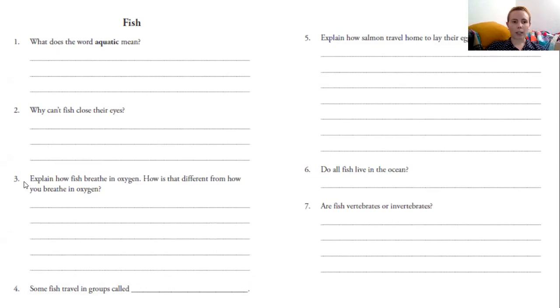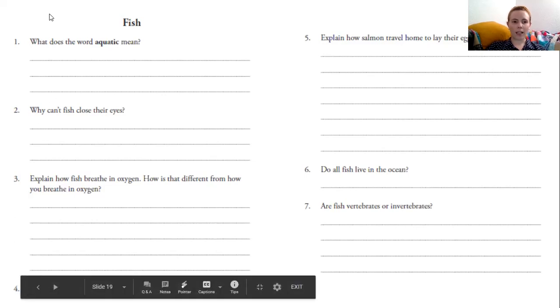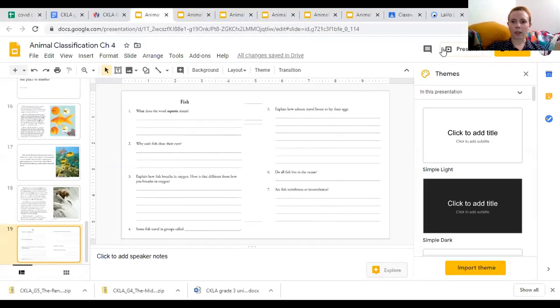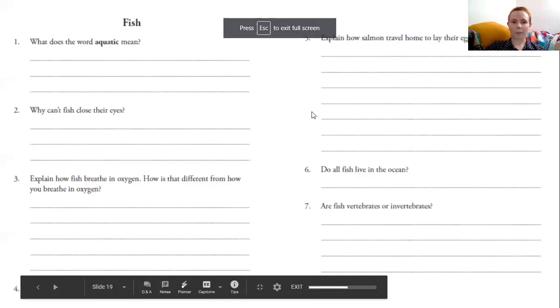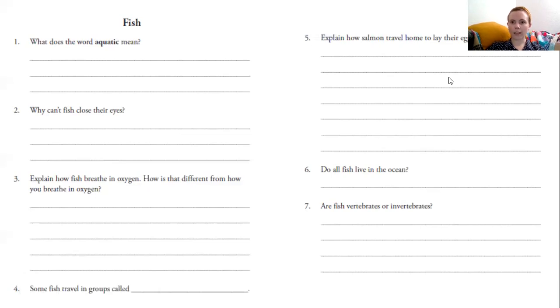Number 3, explain how fish breathe in oxygen. How is that different from how you breathe in oxygen? Number 4, some fish travel in groups called blank. I think that one might be in our glossary too. Explain how salmon travel home to lay their eggs. Do all fish live in the ocean? Are fish vertebrates or invertebrates?